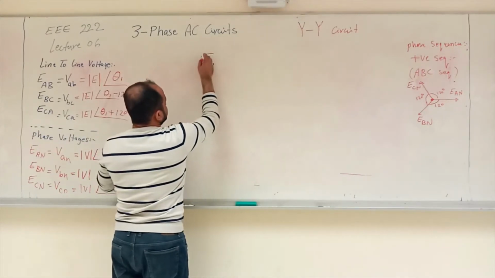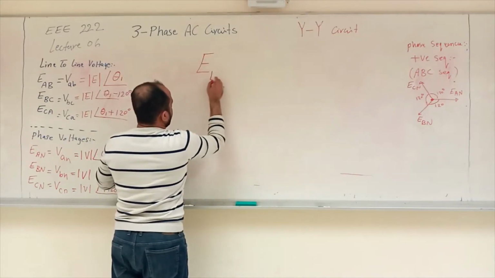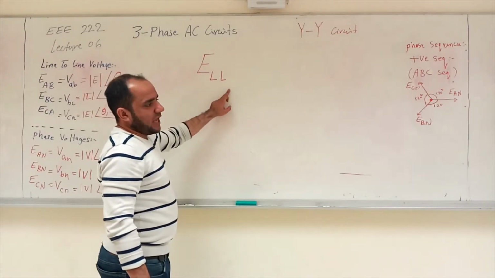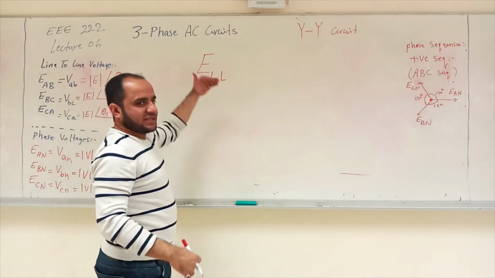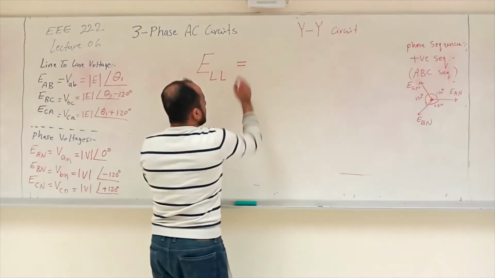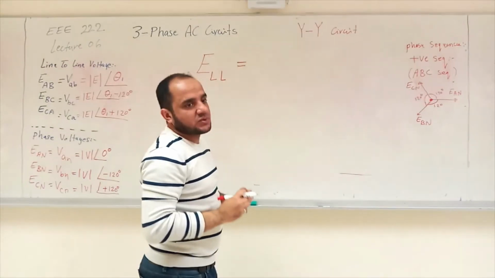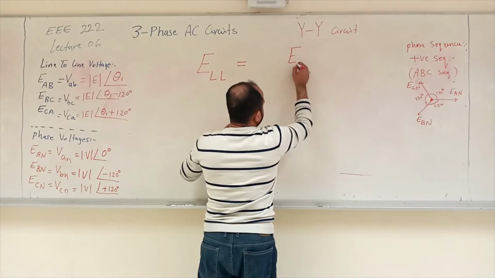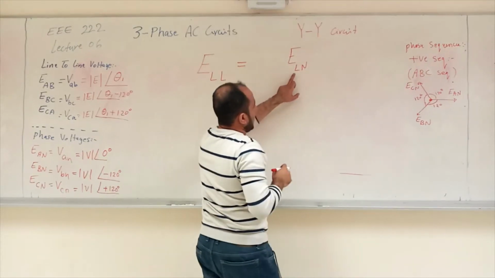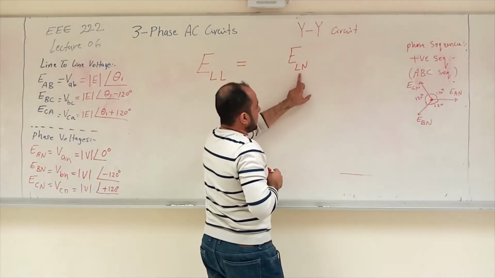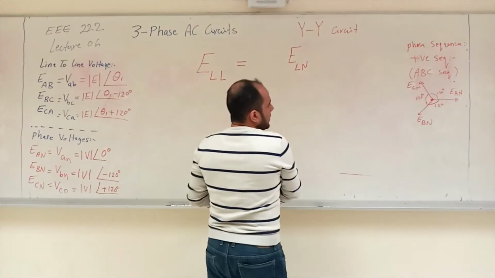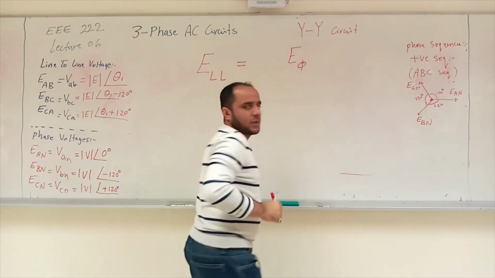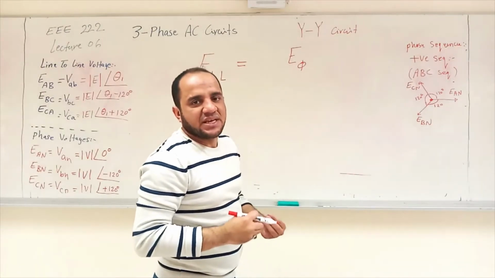Line to line voltages in general is E line with another line. So it's AB capital, CA capital, BC capital. That's line with another line, and it is always higher than line to neutral voltages. E line to neutral is one line with the neutral. So it's A with neutral, B with the neutral, C with the neutral, or simply we call it E phase, which is the same as E line to neutral.